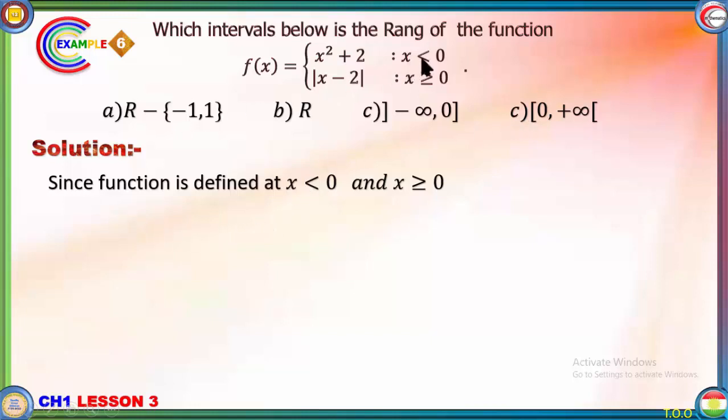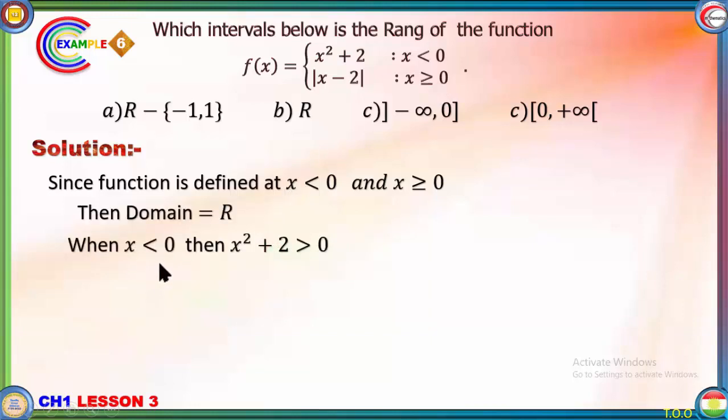Since the function is defined for x less than 0 and x bigger than or equal to 0, the domain is all real numbers. When x is less than 0, x squared plus 2 is bigger than 0. When x is bigger than or equal to 0, absolute value of x minus 2 is bigger than or equal to 0. You can take a number in each interval and replace it in place of x to be sure of this solution.